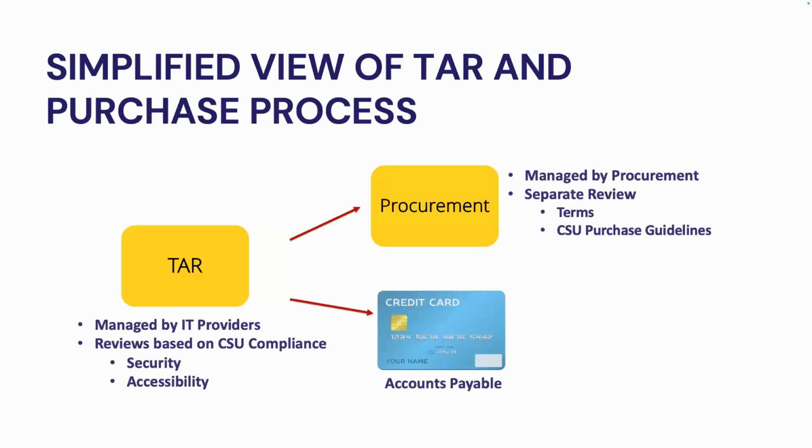Would you mind going back to the slide? Hold on. That was the simplified view of the TAR and purchase process. Okay, so from here, once the TAR is approved, you have two arrows. One's going to procurement, and then one going to credit card. Who determines that?